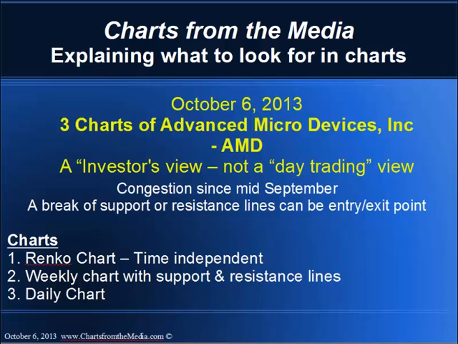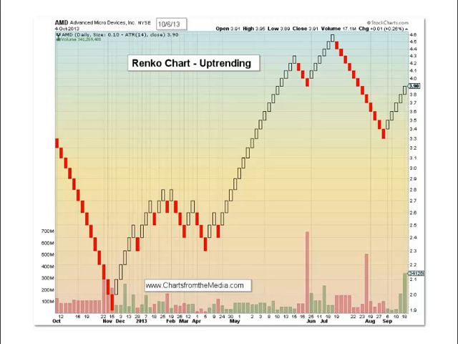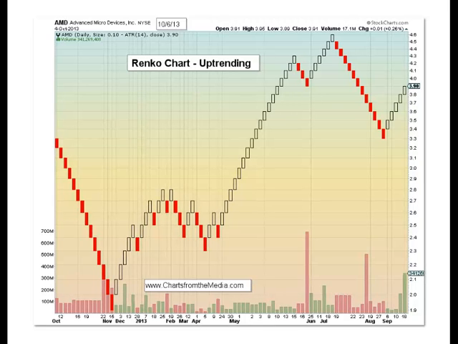The charts that we will be looking at are number 1, a Renko chart. This type of chart is time independent. It's good with helping identify trends and the trend direction. The next will be a weekly chart with support and resistance lines, and then the next will be a daily chart. The first chart we're going to be looking at is a Renko chart.